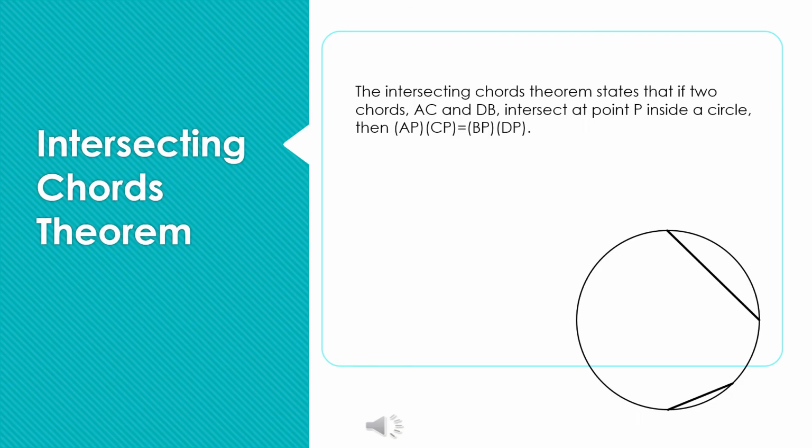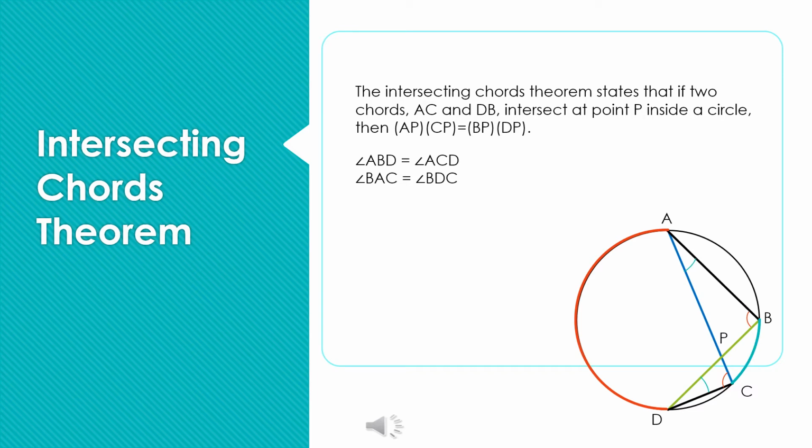Before we continue our proof, we need to prove the intersecting chords theorem, which states that if two chords, AC and DB, intersect at a point P inside a circle, then AP times CP equals BP times DP. To prove this, we use the fact that when two inscribed angles subtend the same arc, they are equal, to show that angle ABD equals angle ACD, and angle BAC equals angle BDC.